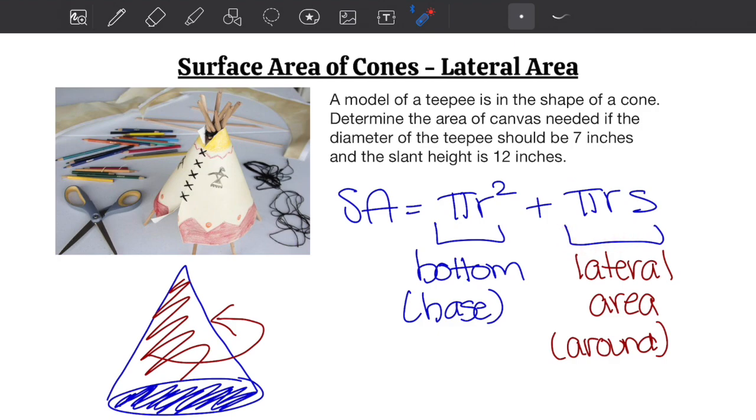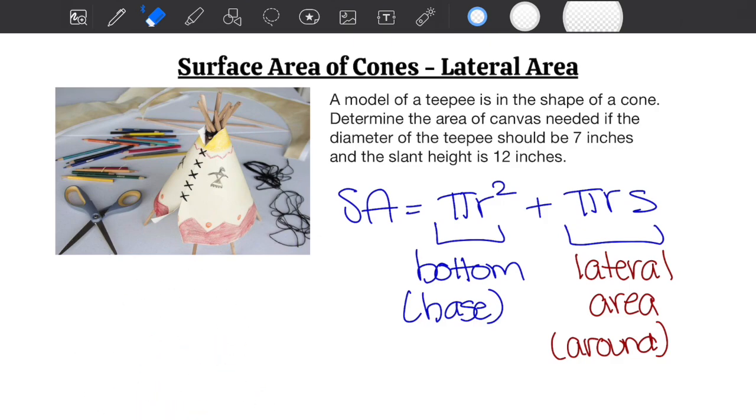So I'm going to use this example to illustrate that point. So this example says, a model of a teepee is in the shape of a cone. Determine the area of canvas needed if the diameter of the teepee should be 7 inches and the slant height is 12 inches. Now, if you look at this model, it's in the shape of a cone, but there's no base, there's no bottom. It's just the canvas around the teepee.